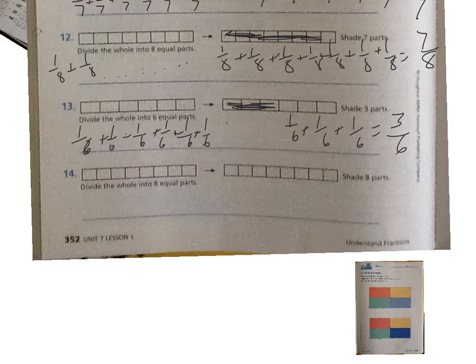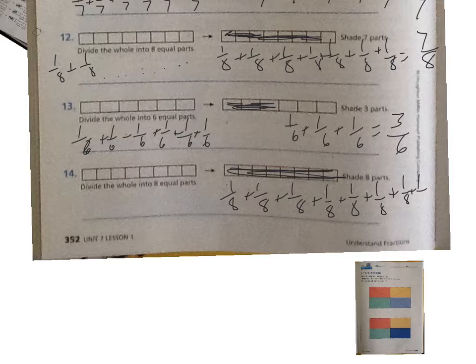Next, this is divided into 8 equal parts. And then it says shade all 8 equal parts. I'll do the adding for this. 1/8 plus 1/8 plus 1/8 plus 1/8 plus 1/8 plus 1/8 plus 1/8 plus 1/8. That gives me 8/8 or 1. When 8/8 is a fraction, that's telling you that it's the whole. Alright, so we'll talk more about unit fractions and fractions in a small group.